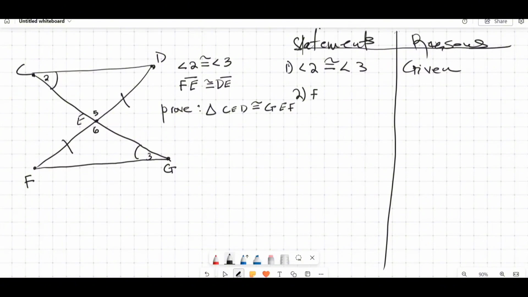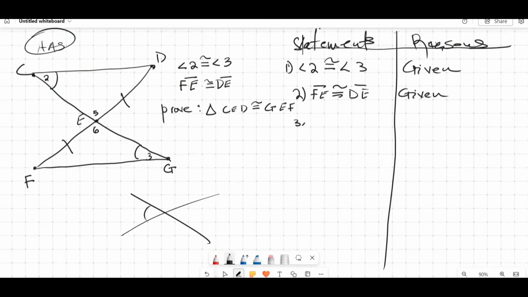FE is congruent to DE, and this was also something that was given. Now, I'm looking at the fact that I have angle and a side, all right? So there's a postulate that says angle, angle, side. If I can pull that out. So when I take a quick look at this, remember, if you see two lines that cross, then vertical angles are actually congruent, right? So whenever two lines cross, vertical angles are congruent. So I'm seeing that here.